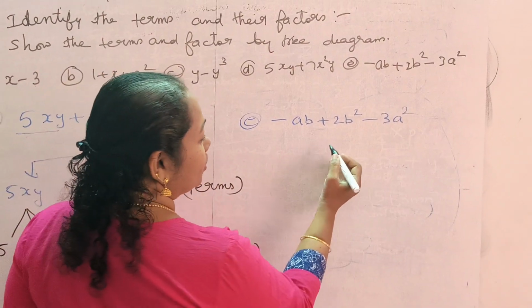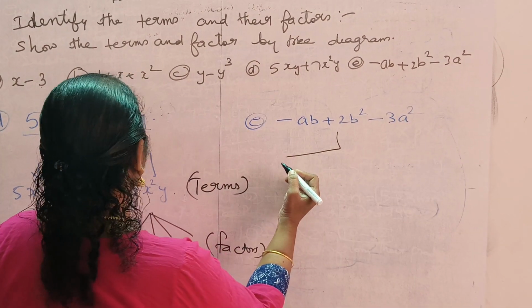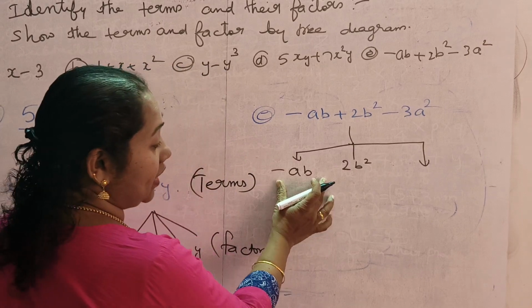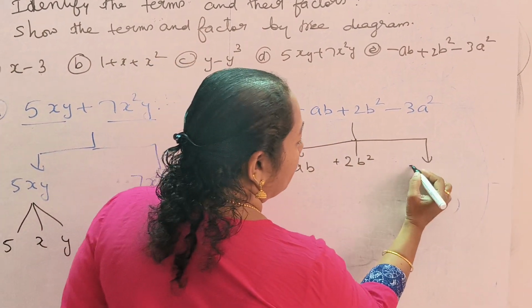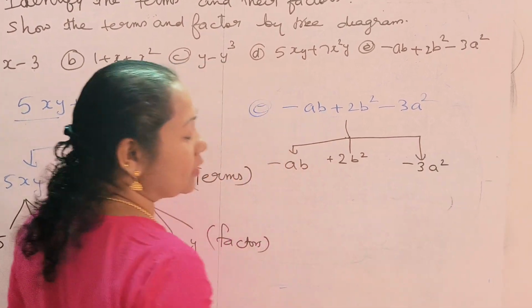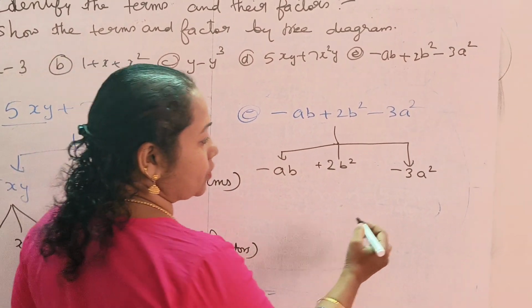Now in this one, let us see how many factors are there. Minus ab is one term, 2b squared is the second term and minus 3a squared is the third term. These all are the terms.